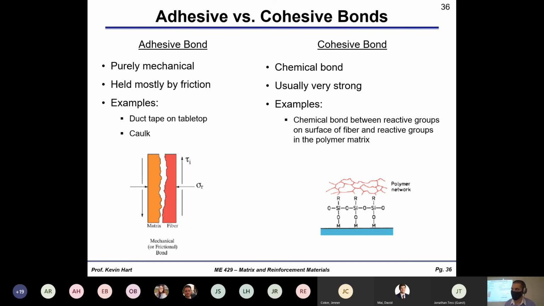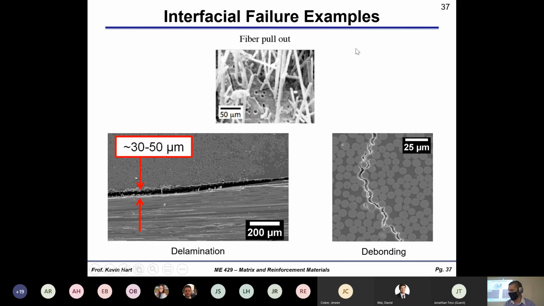Question? Yeah, the question is, can we have a cohesive bond without an adhesive bond? And probably not. I couldn't think of really a chemical reaction where you wouldn't also have some sort of adhesion going on there as well. I think that's kind of hard to achieve. Maybe. I don't know. I can't think of one off the top of my head. Okay, so there you go.